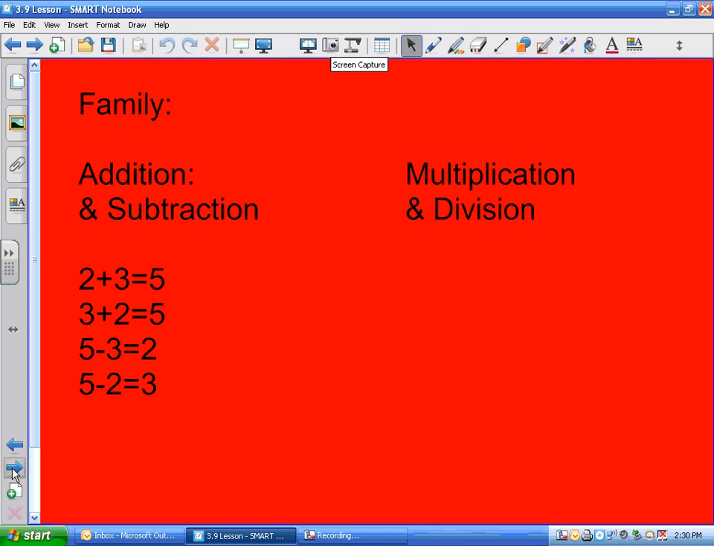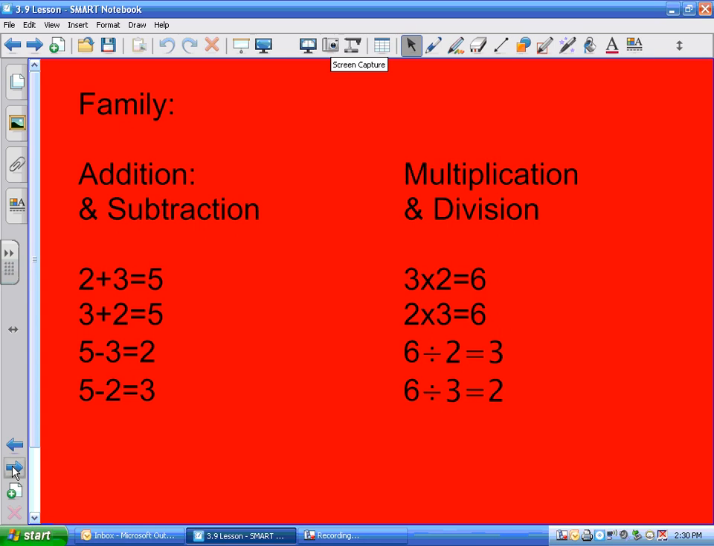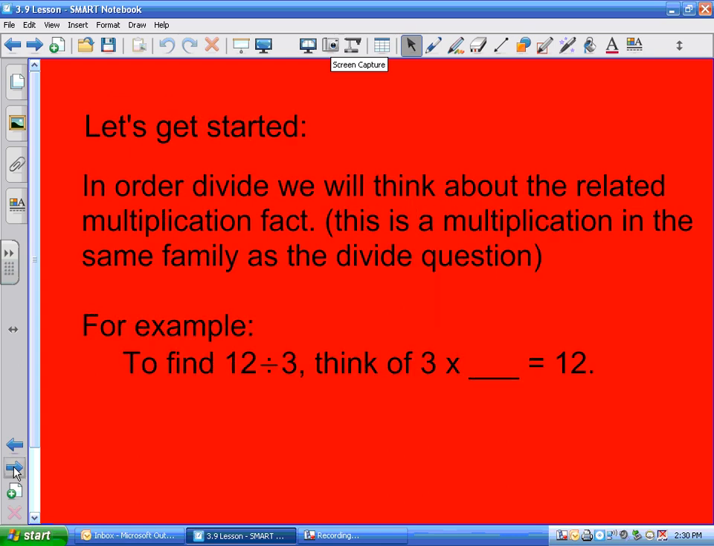All right? But we can also do this for multiplication and division. So for example, 3 times 2 is 6. We can reverse the 2 and the 3, and have 2 times 3 is 6. Or we can also do divide questions. 6 divided by 2 is 3, and 6 divided by 3 is 2. These are what we call families. In order to divide, what we're going to be using is the knowledge of families. So we want you to think about related facts which you know to be true using the numbers you have.